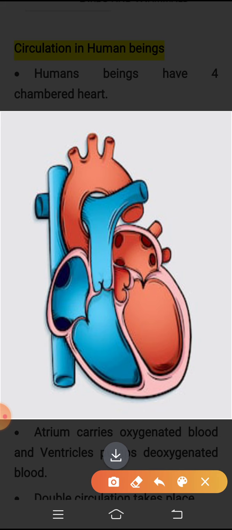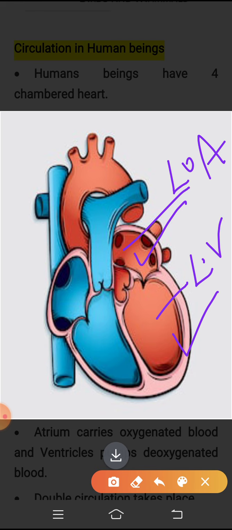And also, in the previous session, I told you the function of auricles and ventricles. I would like to recall that. Auricles are the blood receiving chambers and ventricles are the blood pumping chambers. In both cases, there are four chambers as I told you, that is auricles and ventricles. So this is the left auricle and the left ventricle, and this is the right auricle and right ventricle.